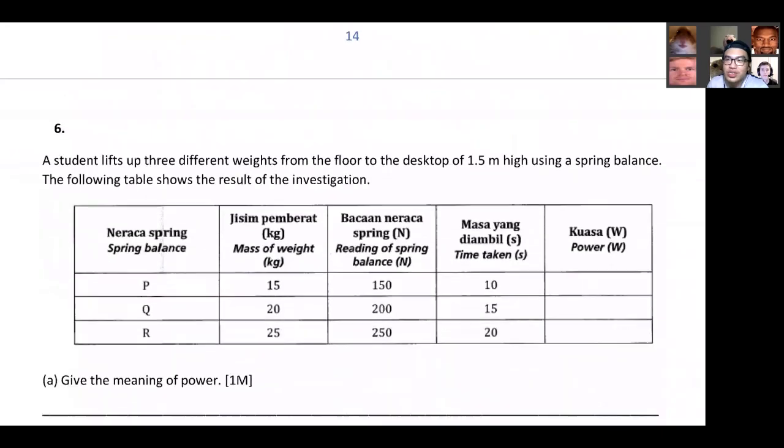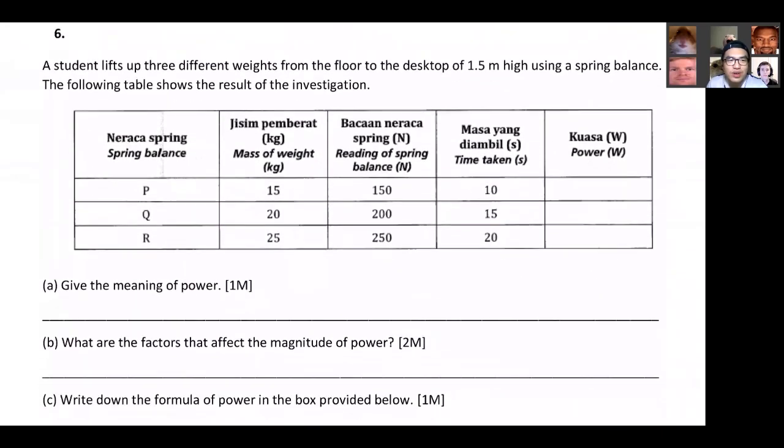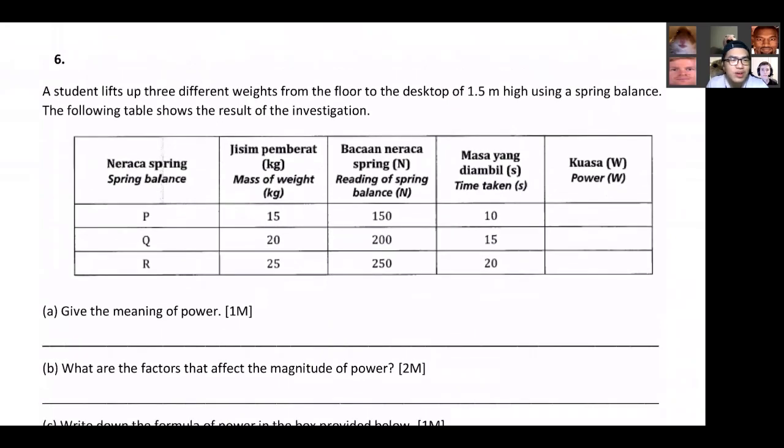Let's look at one more question, and then I'll dismiss you, because not much difficult about this chapter. So let's wrap this up. A student lifts up 3 different weights from the floor to a desktop of 1.5 meter high using a spring balance. The following table shows the result of the investigation.